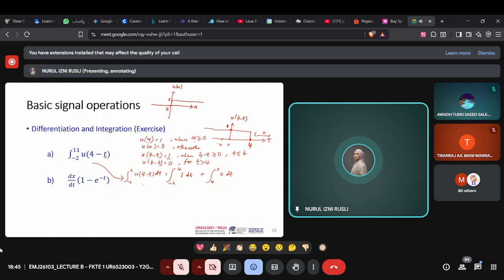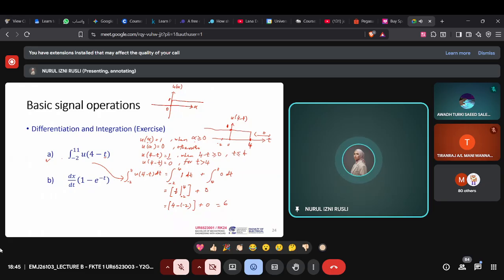So now it is much easier, right? So you do the integration of 1, so you get t, and then you need to solve from minus 2 to 4. Then the integration of 0 is going to be 0. So for this part, you replace t with 4, so 4 minus minus 2. Then plus 0. So in the end you have 4 plus 2, you have 6. So this is the answer for the first question A.